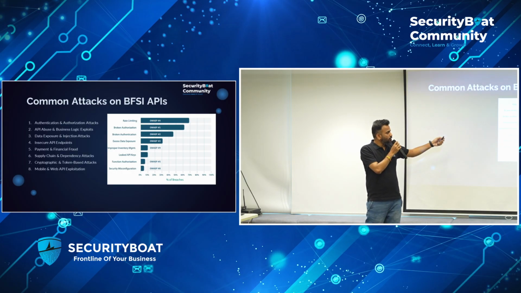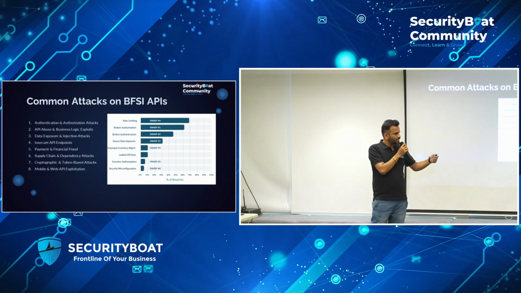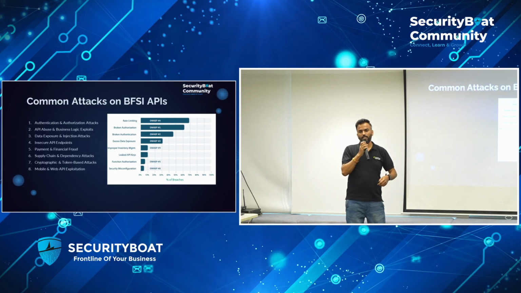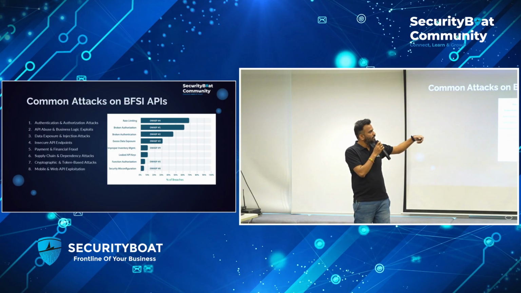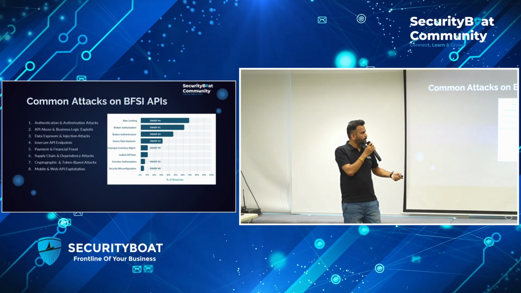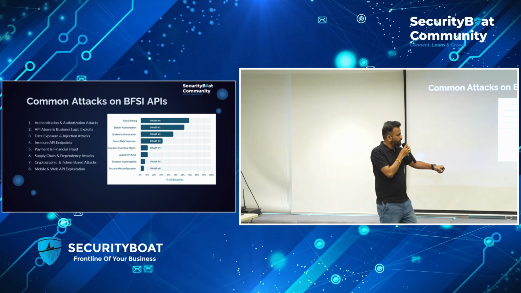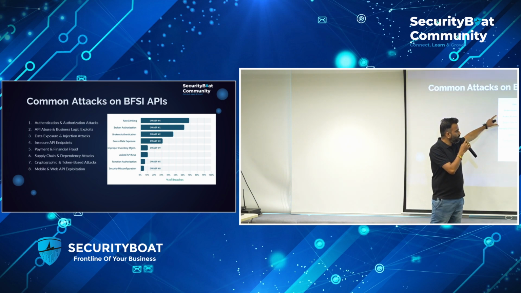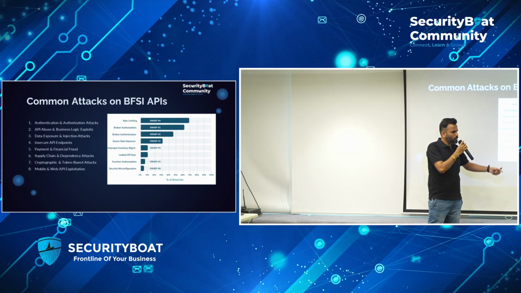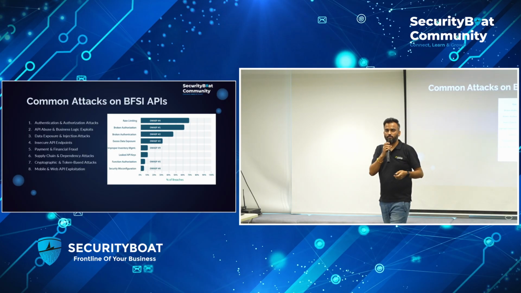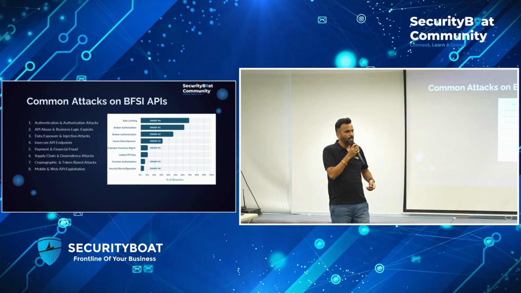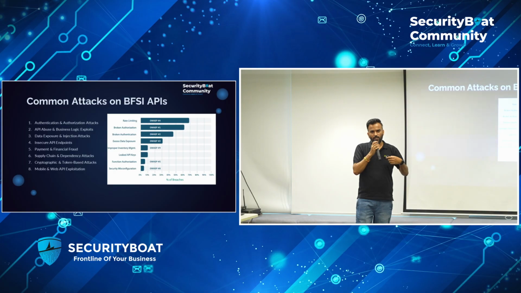Then broken authorization is the second most common attack. In the OWASP Top 10, it's number one. In BFSI also it's number one. Then broken authentication and excessive data exposure. These four categories are the major chunk, especially in the BFSI industry, because we have certain tools, methodologies and frameworks to do the security, but these basic checks people forget to do.